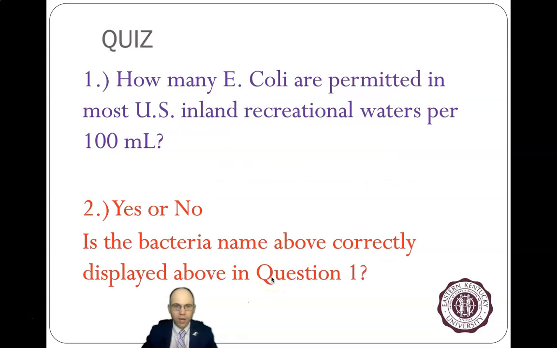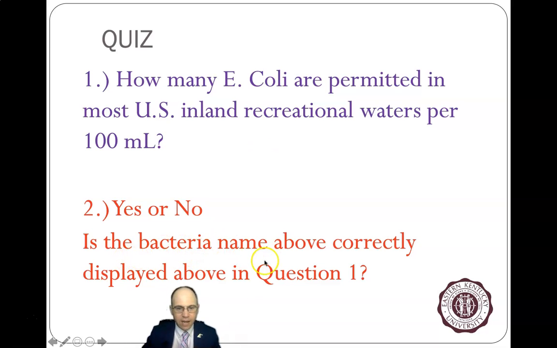So let's do some other questions. How many E. coli are permitted in most U.S. inland recreational waters? So what's the limit? 235 per 100 mils. 235 per 100 milliliters of water in our recreational waters. We don't want to see any in a swimming pool. It should be 0 because it should have chlorine. But in our inland waters, our lakes and rivers, there should be none.